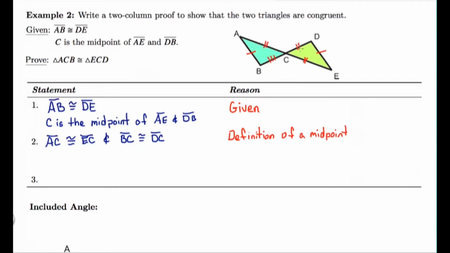So I can update my drawing here with my hash marks. So now look, I can say that triangle ABC is congruent to triangle EDC because all the corresponding sides are congruent. That's the side, side, side postulate.